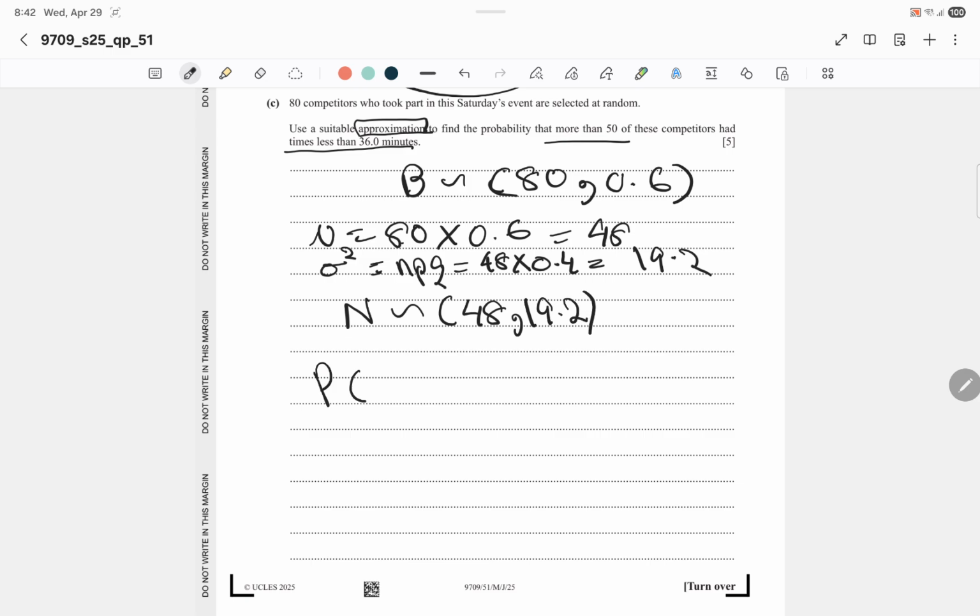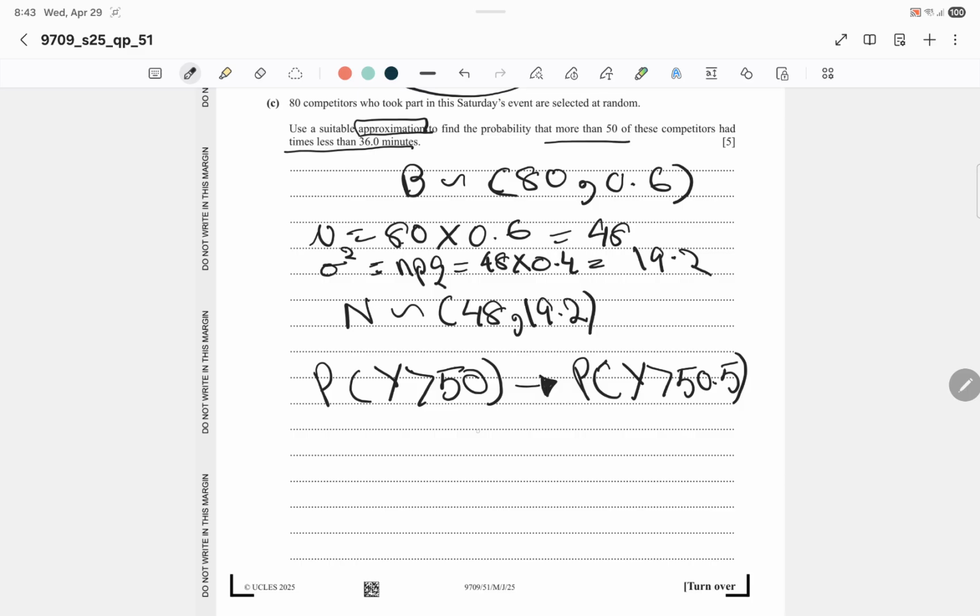So probability of Y less than 50. How do we find less than 50? This is an approximation here. So whenever it says less, you subtract 0.5 from this. That's how I remember it. Well, no, it's greater than here. So sorry, it's greater than here. So you have to add 0.5. So Y is greater than 50.5.